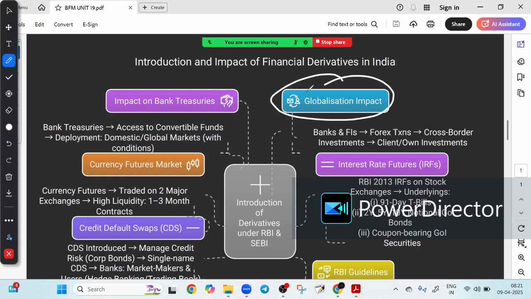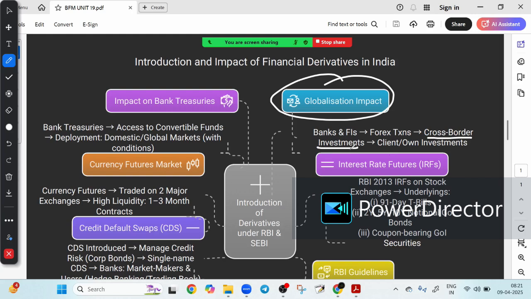As Indian banks and financial institutions engage in more forex transactions, derivatives help manage cross-border investment, both for the client as well as on the investment. In short, globalization is not just a trend; it's an operational shift, and derivatives are the bridge. So again, I am repeating that as Indian banks and financial institutions engage in more forex transactions, derivatives help manage cross-border investment. This is a very important thing.